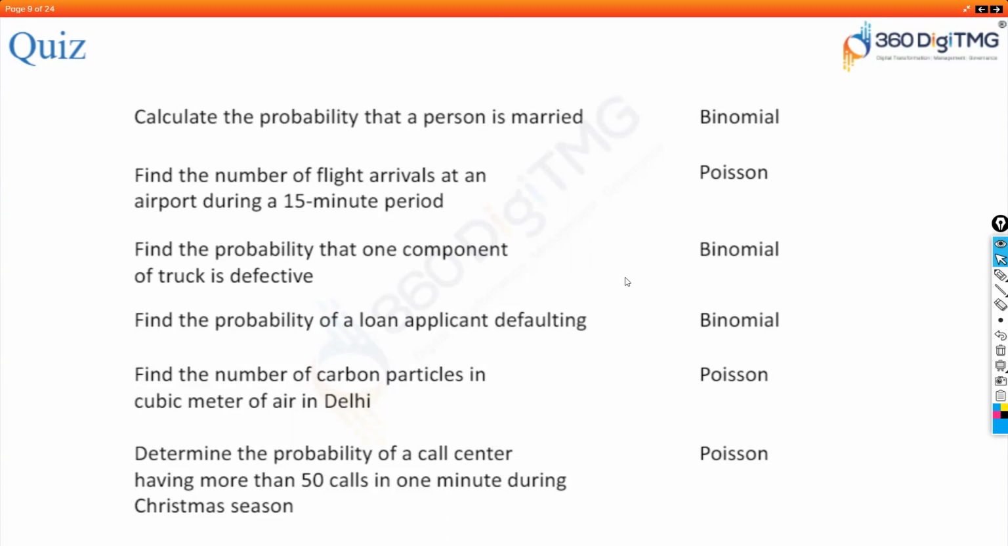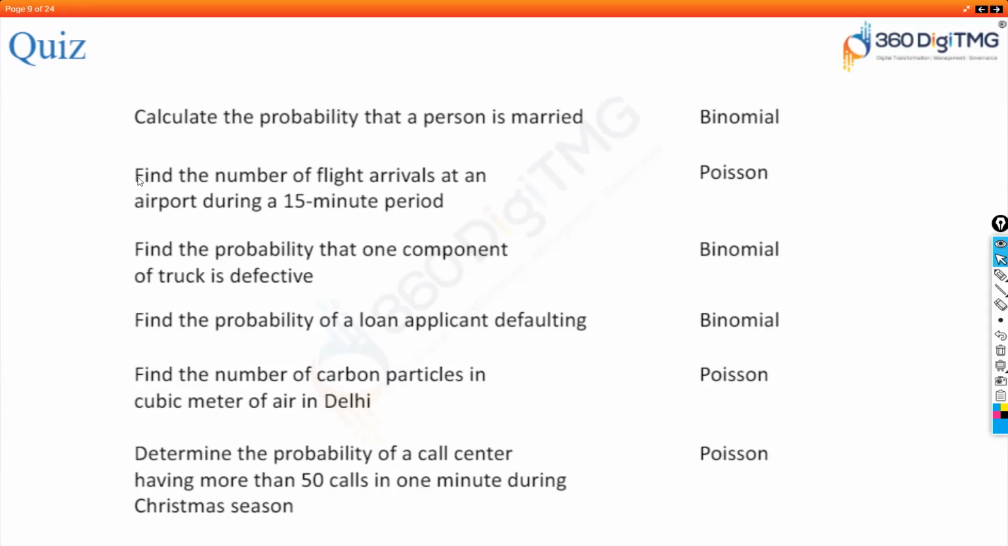Bi means 2, right? Probability of loan defaulting: will the person default or not? Probability that one component of a truck is defective or not? Probability that the person is married or not? These married or not questions are usually used in advanced dating websites, in which you'll be able to predict certain things.